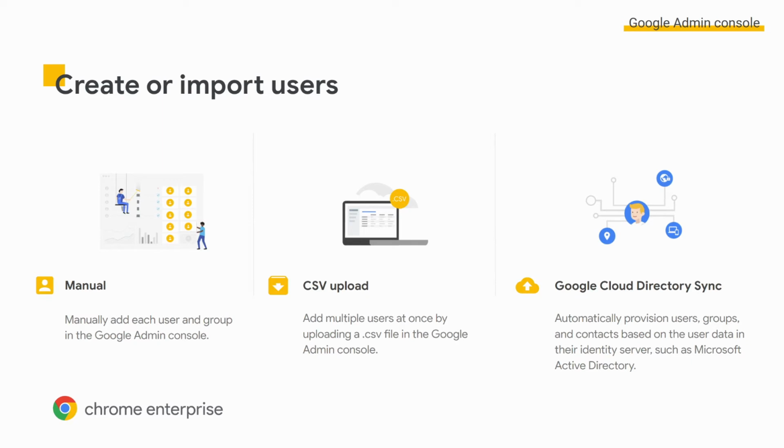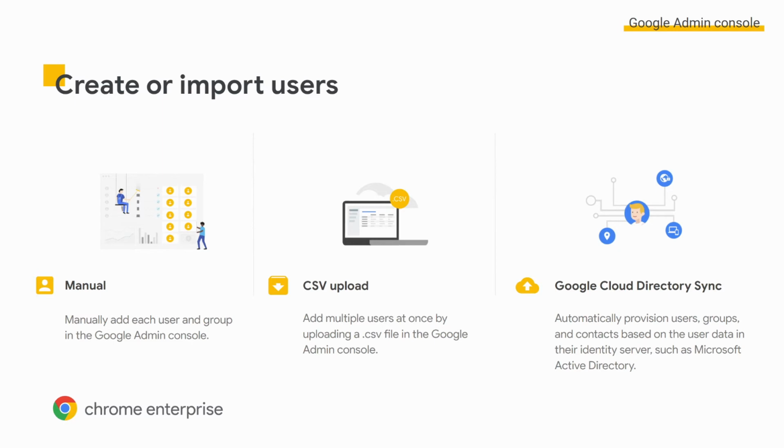And the last is Google Cloud Directory Sync. With this tool, you can automatically provision users, groups, and contacts based on the user's data in their identity server, such as Microsoft Active Directory. The tool will synchronize the data, such as users, groups, and chat contacts, from the LDAP server into the Google domain. It can also be used to periodically synchronize users if needed.